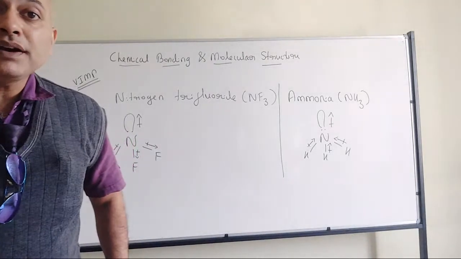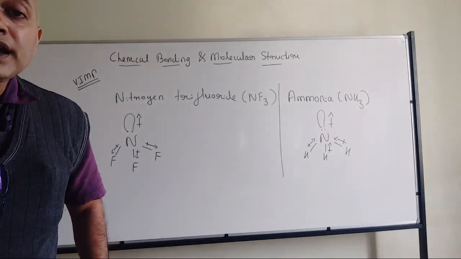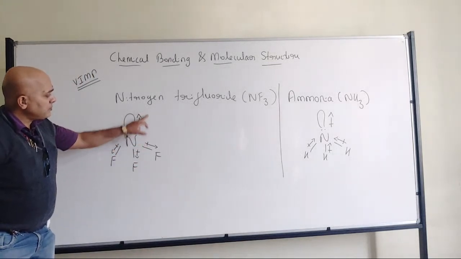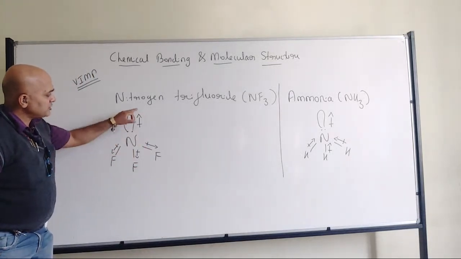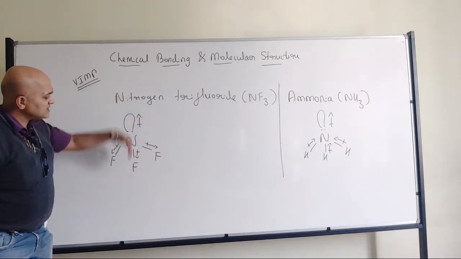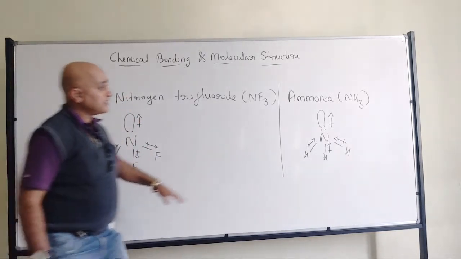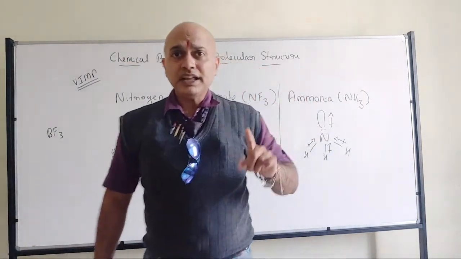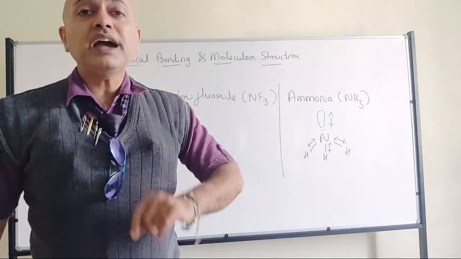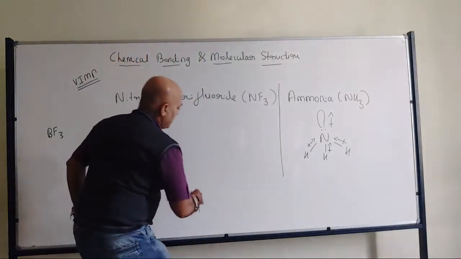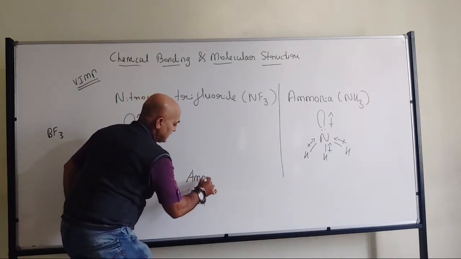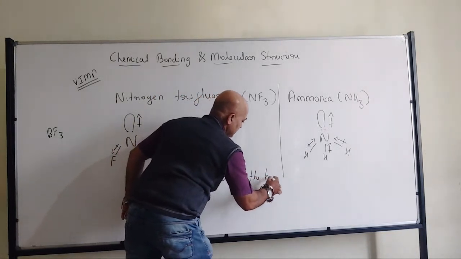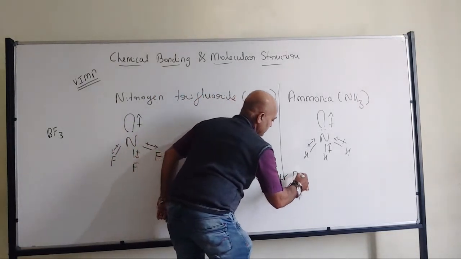But please remember, it is ammonia. Ammonia should have the higher dipole moment. Observe here carefully. These three bond dipoles and this one are in opposite directions, but here it is in the same direction. Are all of you understanding what I am telling? So therefore ammonia should have the higher dipole moment.